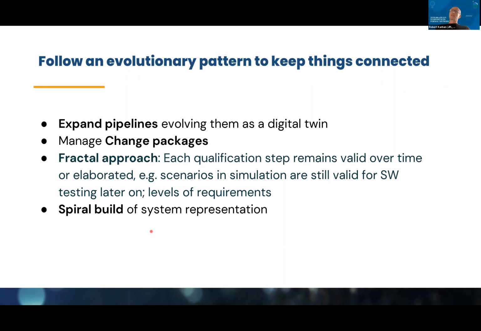And the fractal approach is that for each of these qualification steps, every time we move from one fractal pipeline to the next one, there is some kind of criteria that we have to satisfy that qualifies the products that come out of that pipeline, but they remain valid over time and get elaborated, right? So we have, for example, early on simulations in a model, but they are still valid for the software that we actually produce later on, right? Along this spiral build of the system representation.